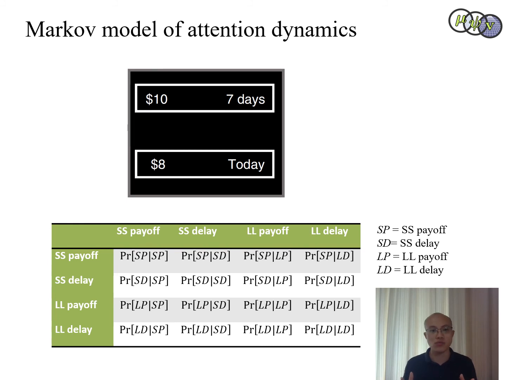In a standard intertemporal choice between a smaller sooner and a larger later option, we have 4 pieces of information here. With these 4 pieces of information, if we assume some Markov property, we can model the whole information search process using the 4x4 transition matrix shown at the bottom. Each of the transition probabilities in the matrix corresponds to the transition probability from the column to the row.